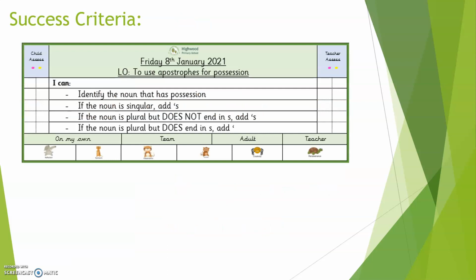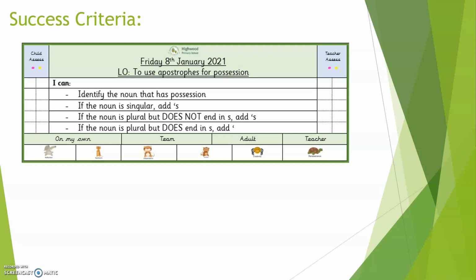So looking at today's success criteria, in order to use apostrophes for possession, the first thing you need to do is identify the noun that has possession. So when we had the wolves' stinky breath, the noun that has the possession is the wolves. If the noun is singular, add apostrophe S. If the noun is plural but does not end in S, add apostrophe S. If the noun is plural but does end in S, add an apostrophe on its own. So those are the important success criteria to remember today.